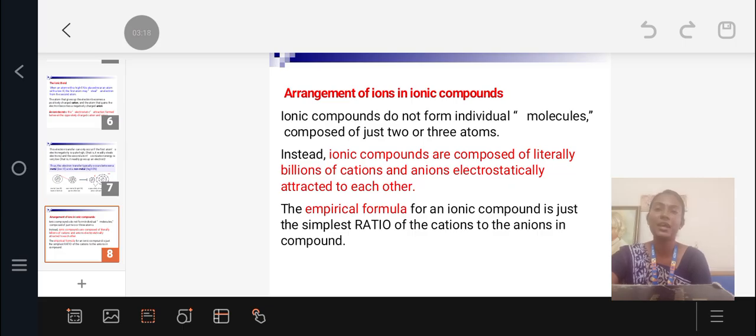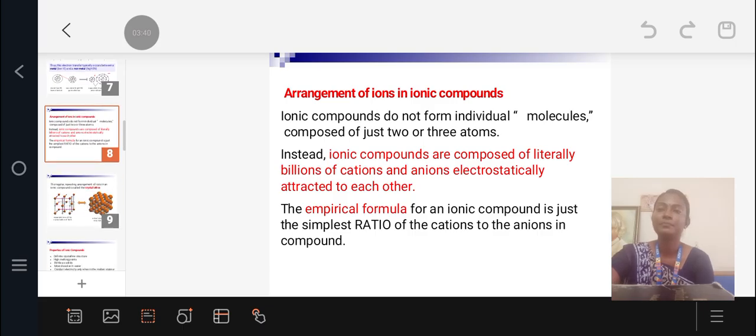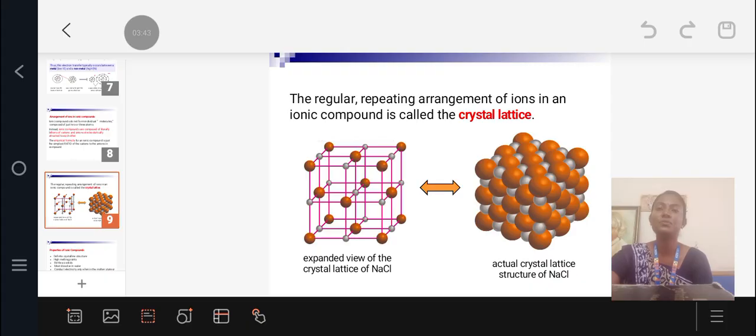Next one, arrangement of ions in ionic compounds. Ionic compounds do not form individual molecules composed of just 2 or 3 atoms. Instead, ionic compounds are composed of literally billions of cations and anions electrostatically attracted to each other. The regular repeating arrangement of ions in an ionic compound is called the crystal lattice. First one is the expanded view of the crystal lattice of sodium chloride. Next one is the actual crystal lattice structure of sodium chloride.